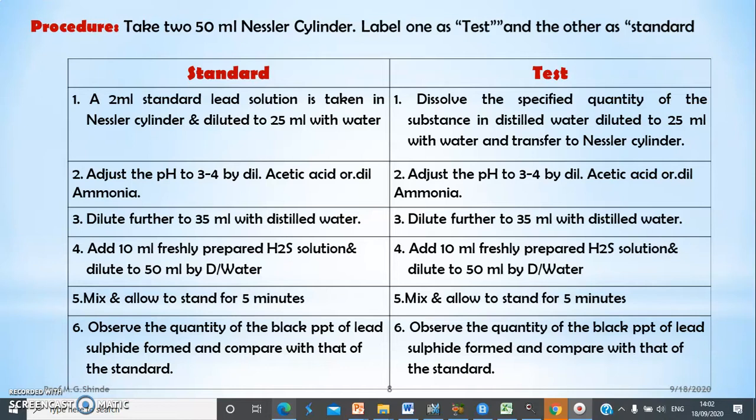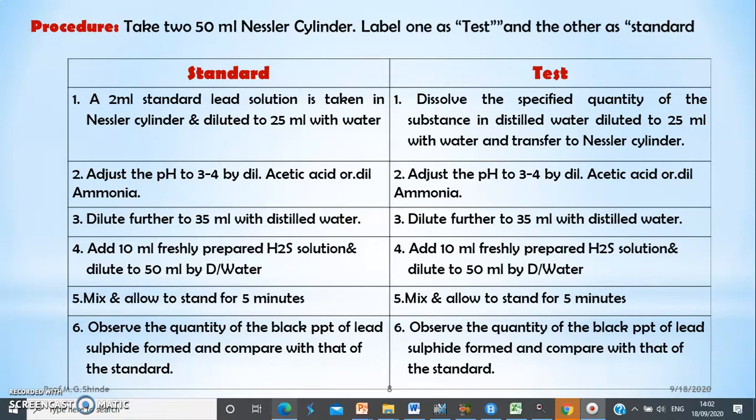Similarly, we take 2 ml of standard lead solution, transfer it to the Nessler cylinder marked as standard, and dilute it to 25 ml with distilled water. The next step is to adjust the pH between 3 and 4 with dilute acetic acid or dilute ammonia. Further, we dilute it to 35 ml with distilled water. Then we add 10 ml of freshly prepared H2S solution to both Nessler cylinders and make up the volume to 50 ml with distilled water.